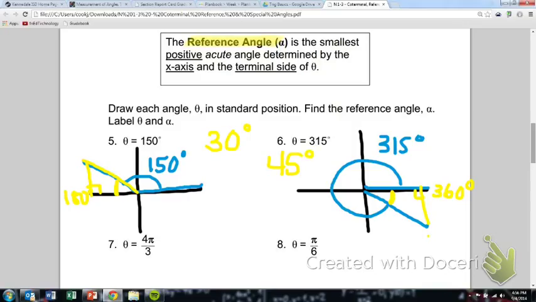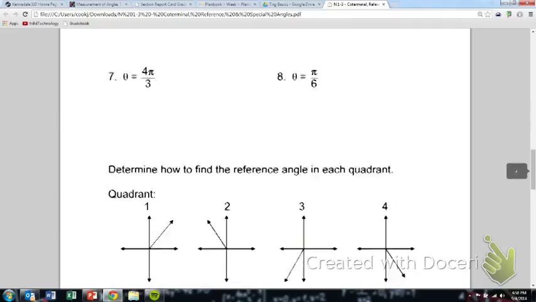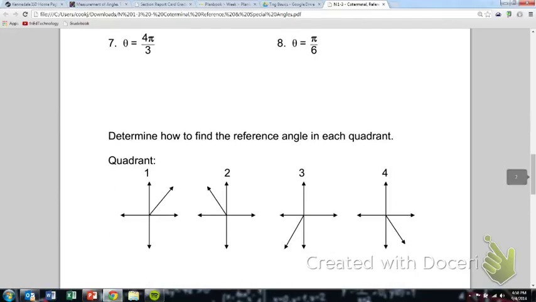Okay. Now with radians, you may have a little bit more trouble. Again, if you want to do it like I did when I first started learning radians, you can convert these into degrees if you want to. Remember, cancel the pi and multiply by 180. In this case, you would get 240.